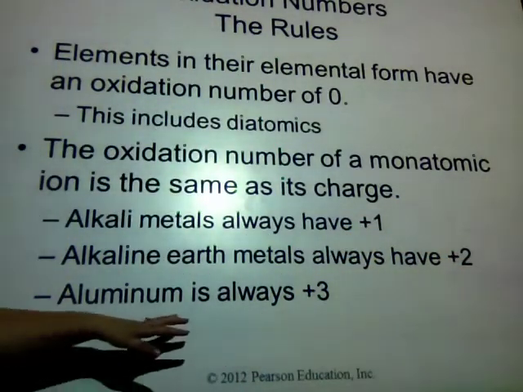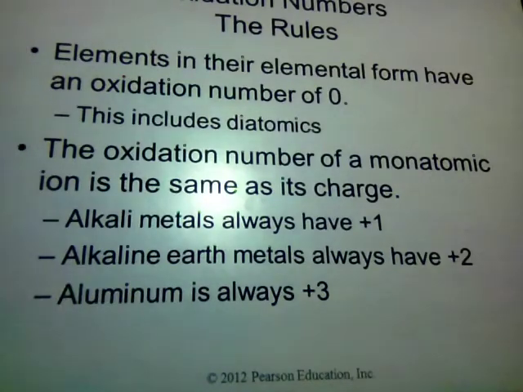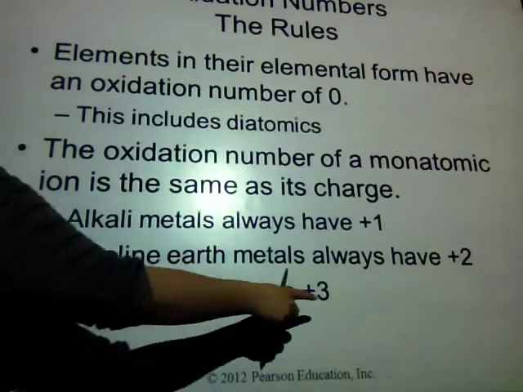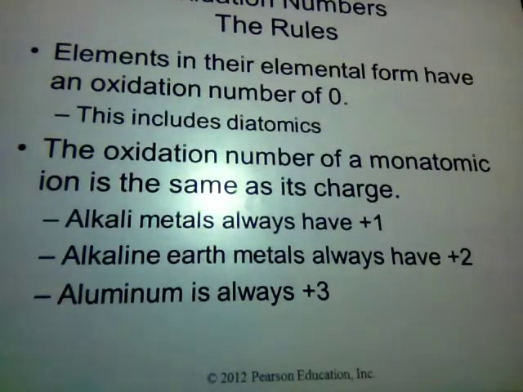And then aluminum will always be a +3. So oxidation number of alkali metals, always +1. Alkaline earth metals, always a +2. So calcium always has a +2 oxidation state. Strontium always has a +2 oxidation state. And aluminum always has a +3 oxidation state. Okay, so let's go to the next rule.